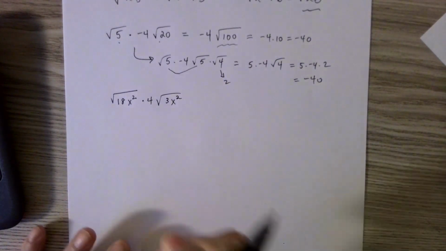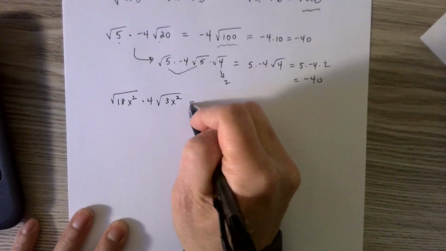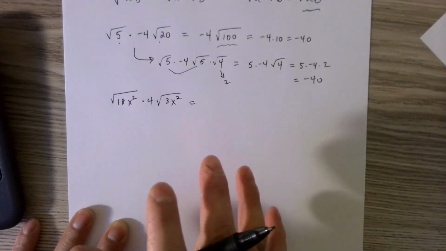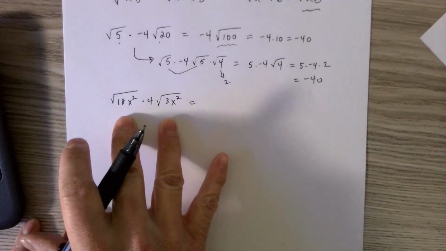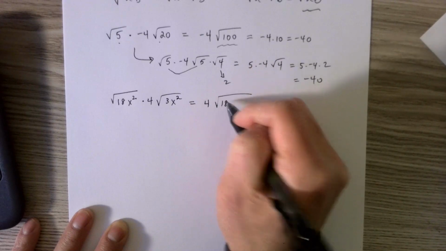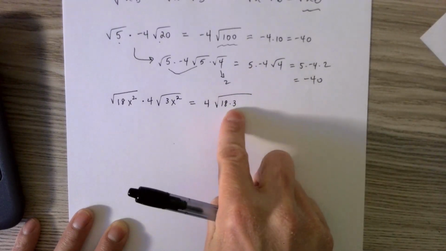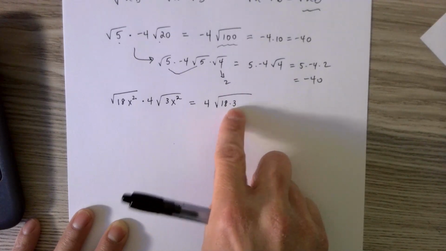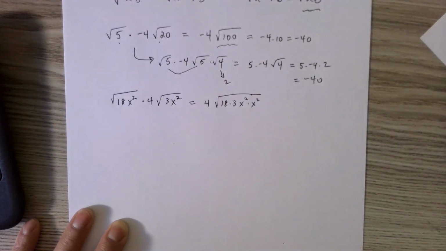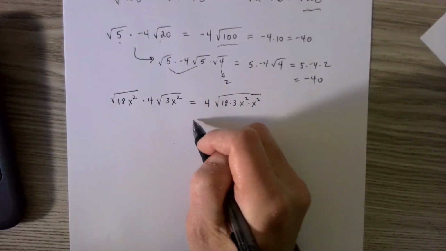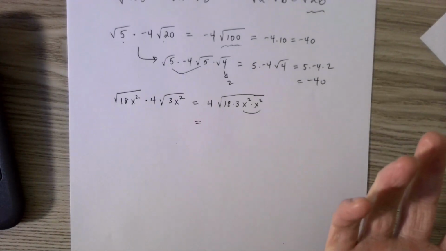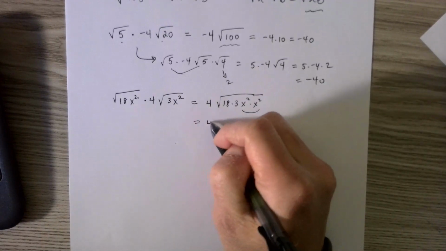Okay, here's another one. I'm going to first combine what's in the rads under one rad. But I'm not going to multiply the 18 and 3, I'm just going to leave it as 18 times 3. And then x squared, and then another x squared. Okay, first I see a pair of x squareds, so I know an x squared is coming out.